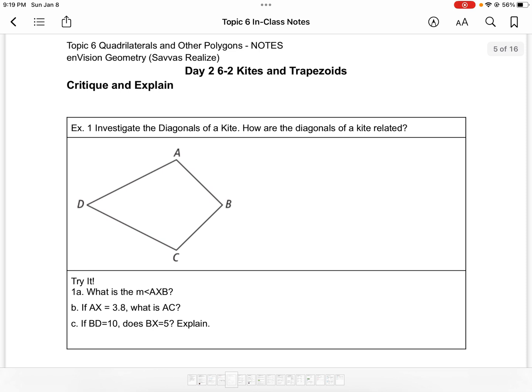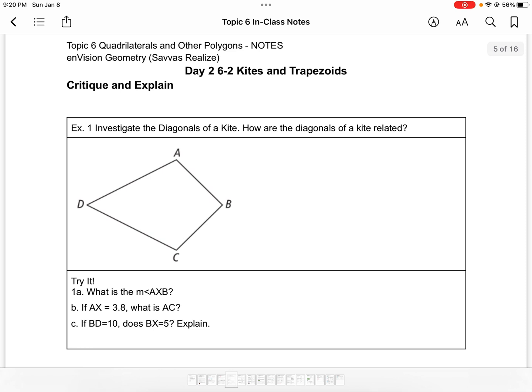This would be lesson 6.2 out of our Savas text, and we're talking about kites and trapezoids. Now these are some special quadrilaterals, four-sided shapes, that have certain characteristics we're going to look at in this lesson. So the first thing I want you to do is look at what this shape is. In this first example you see here, this is a kite.